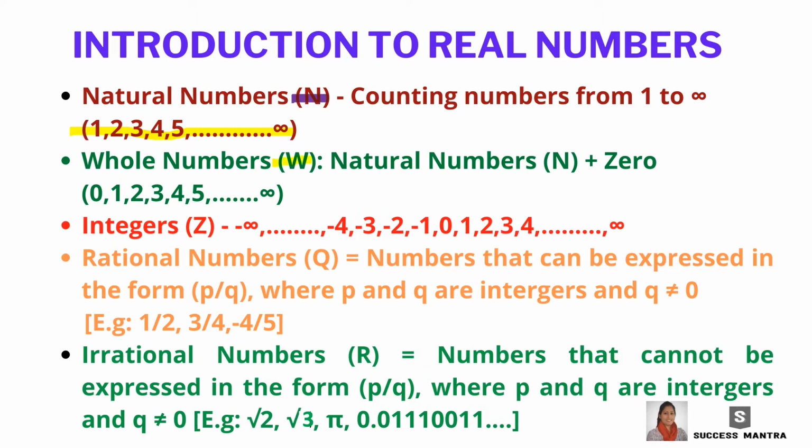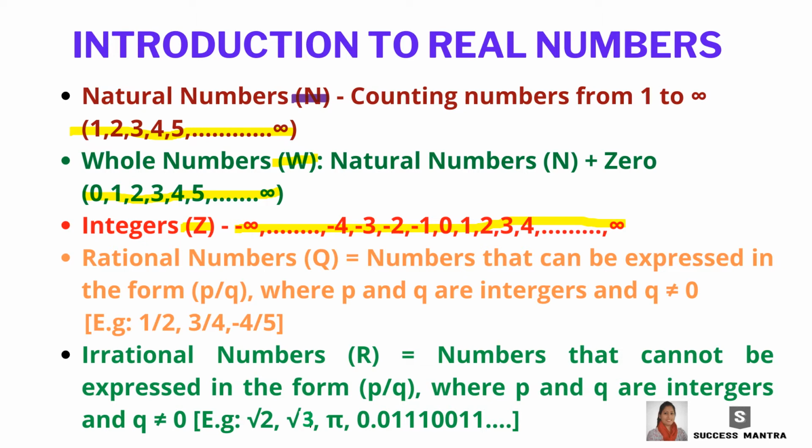What do you mean by whole numbers? Whole numbers are denoted by the letter capital W and are a combination of natural numbers and 0. So whole numbers are the range 0, 1, 2, 3, 4, 5, etc. up to infinity. Integers are denoted by the letter capital Z and include the range from minus infinity to plus infinity.